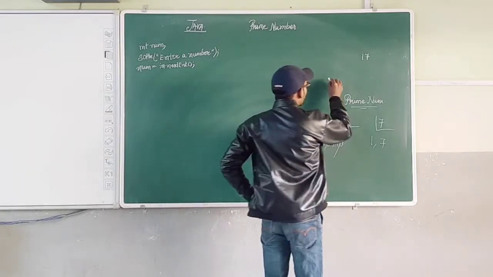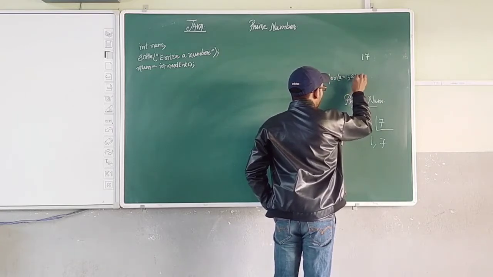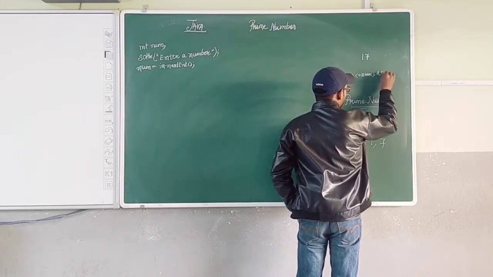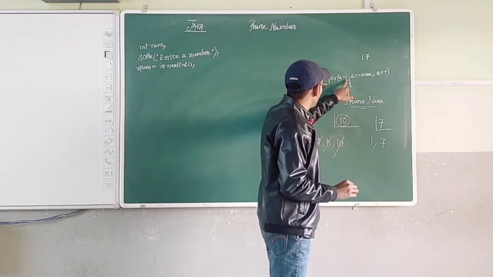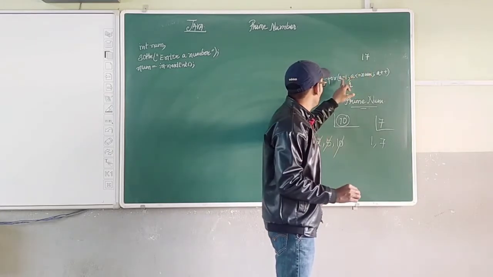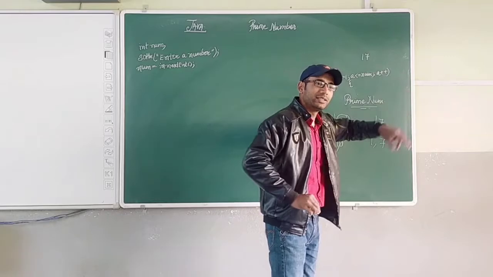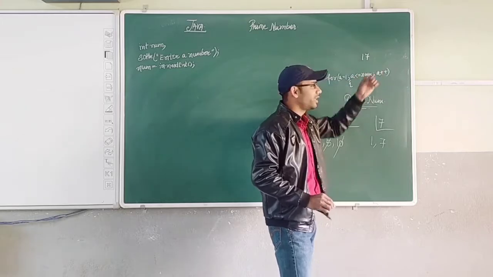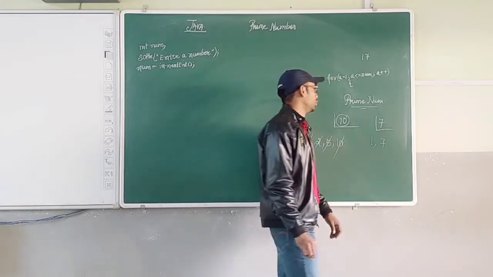That means what? for (a = 1; a <= num; a++). That means starting from 1, it will go till 17, right? The value of a will be 1 at the beginning, then the value of a will be 2 because of this plus plus, then it will be 3, then it will be 4, like that. The value of a will reach till 17. Okay, now what to do?